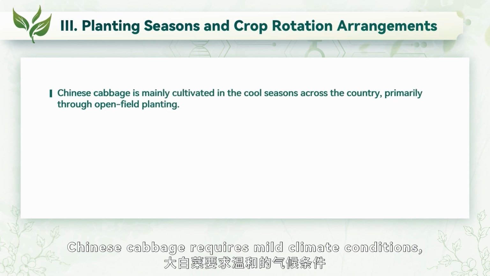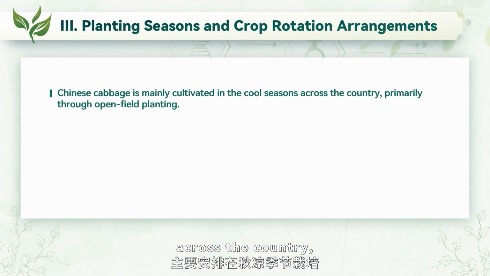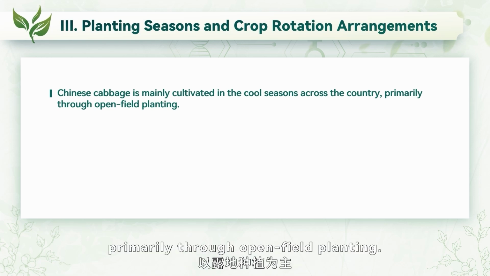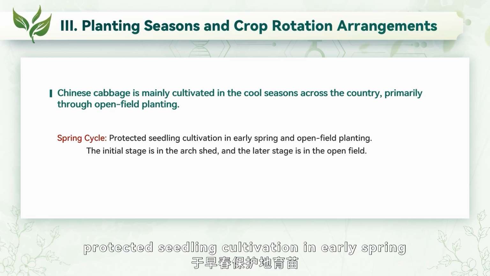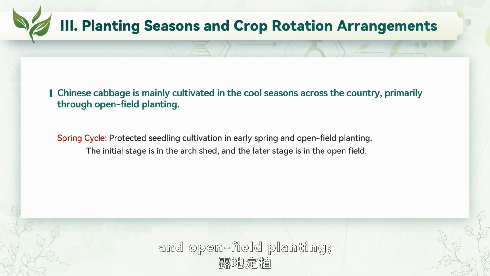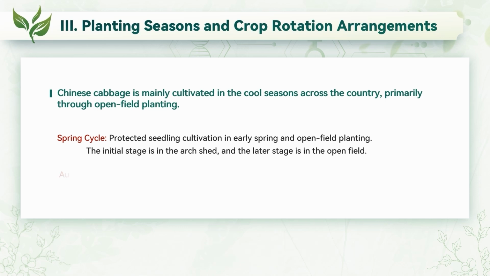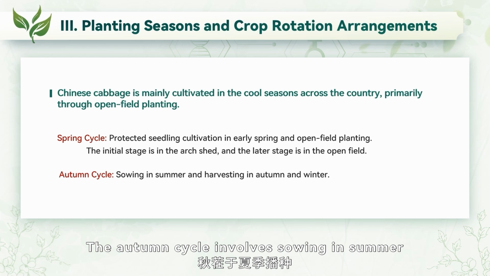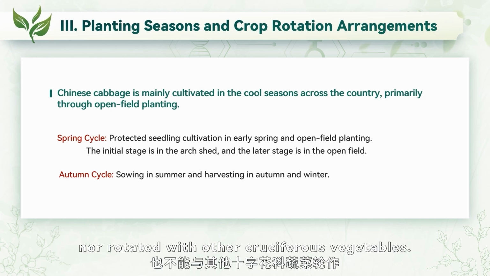Chinese cabbage requires mild climate conditions, so it is mainly cultivated in the cool seasons across the country, primarily through open field planting. The spring cycle involves protected seedling cultivation in early spring and open field planting. The initial stage is in the arch shed, and the later stage is in the open field. The autumn cycle involves sowing in summer and harvesting in autumn and winter. Chinese cabbage should not be planted continuously nor rotated with other cruciferous vegetables.